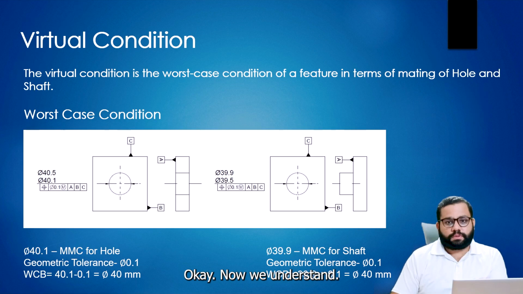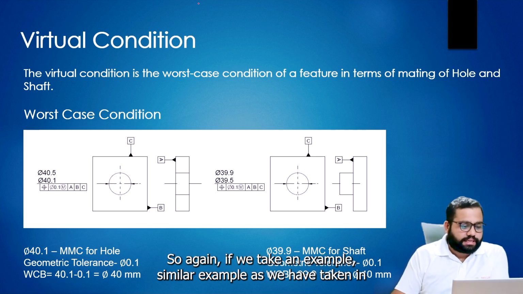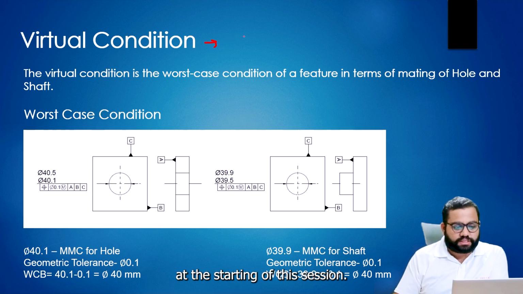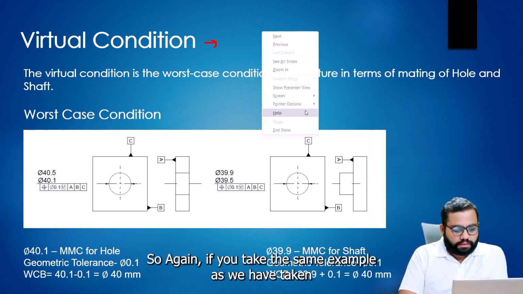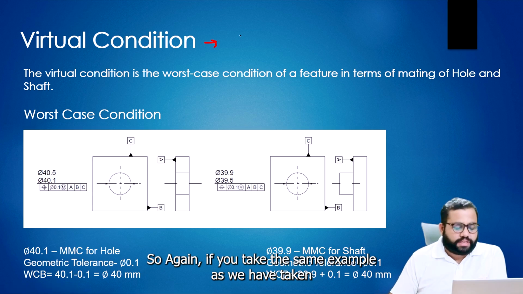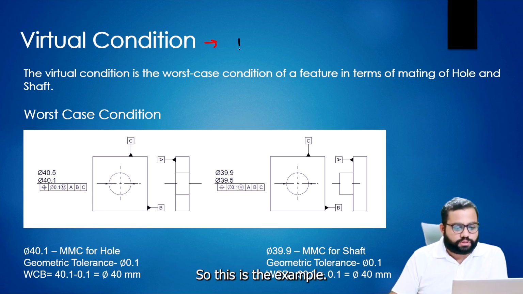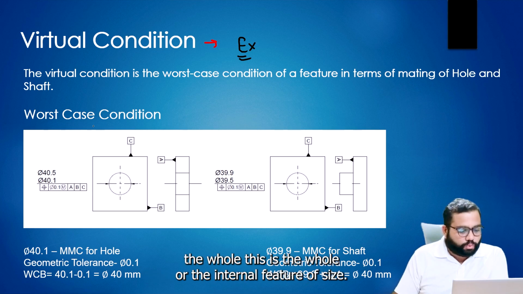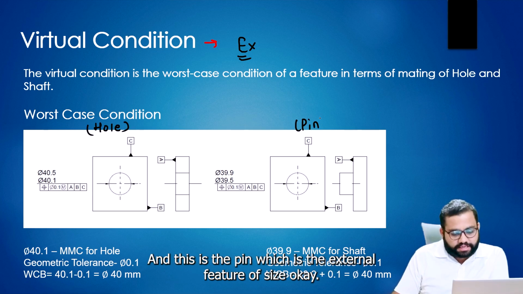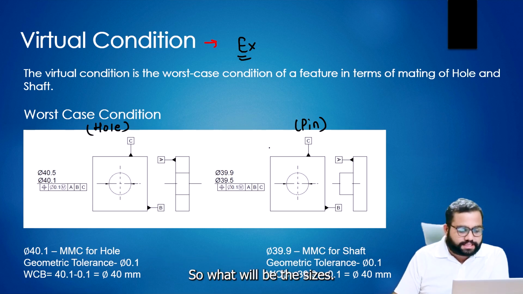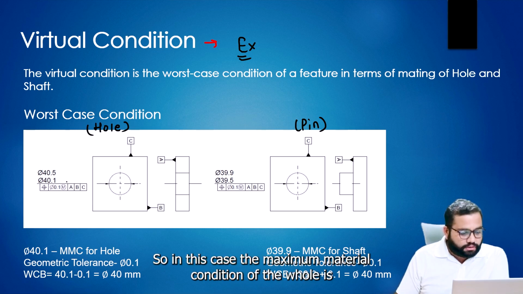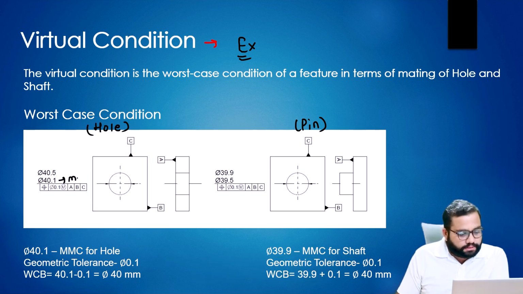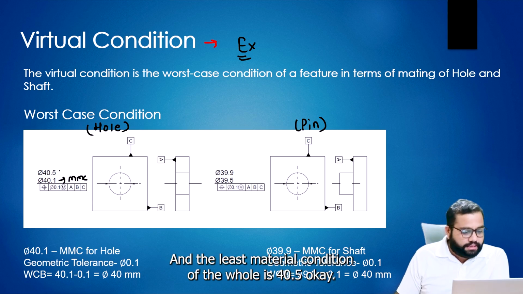Okay. Now we understand. So again, let us take a similar example to the one we took at the starting of this session. In this example, if we need to assemble, this is the hole, the internal feature of size, and this is the pin, which is the external feature of size. So what will be the sizes? In this case, the maximum material condition of the hole is 40.1, and the least material condition of the hole is 40.5.